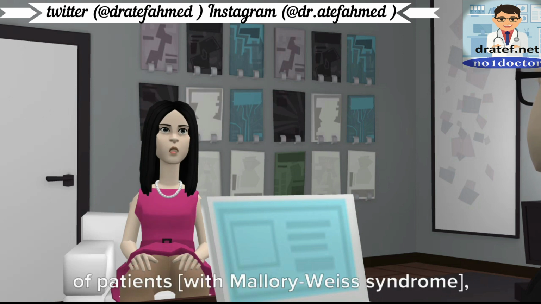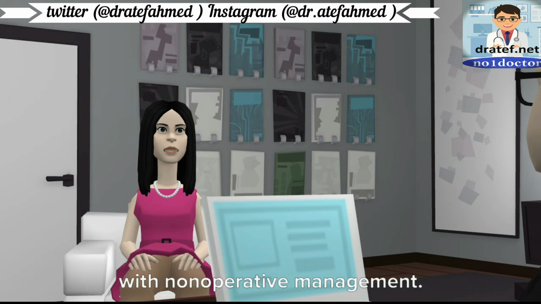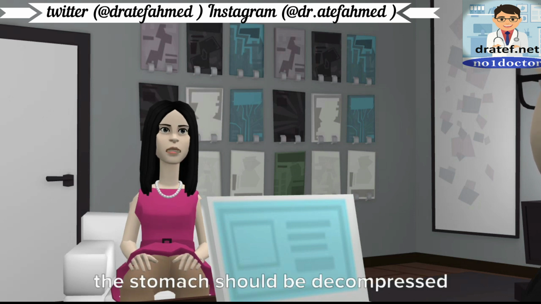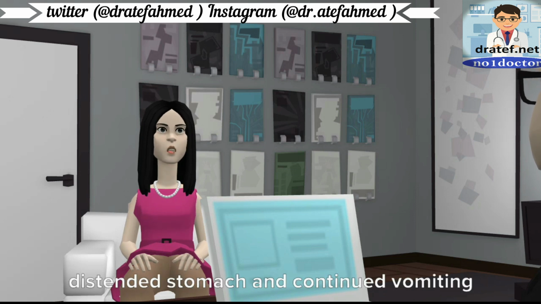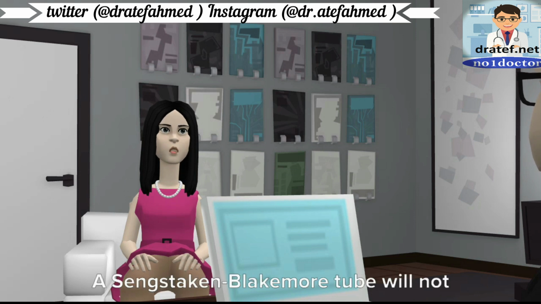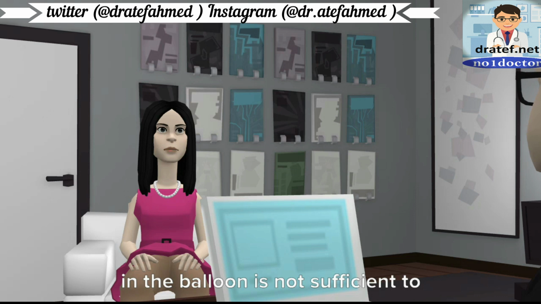In the majority of patients with Mallory-Weiss syndrome, the bleeding will stop spontaneously with non-operative management. In addition to blood replacement, the stomach should be decompressed and antiemetics administered, as a distended stomach and continued vomiting aggravate further bleeding. A Sengstaken-Blakemore tube will not stop the bleeding, as the pressure in the balloon is not sufficient to overcome arterial pressure.